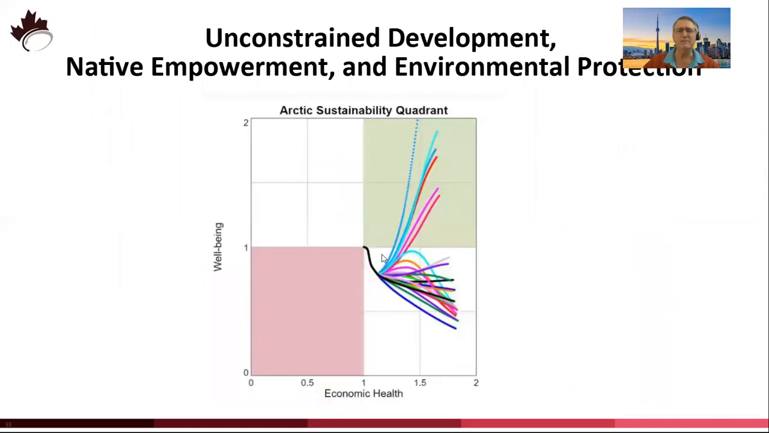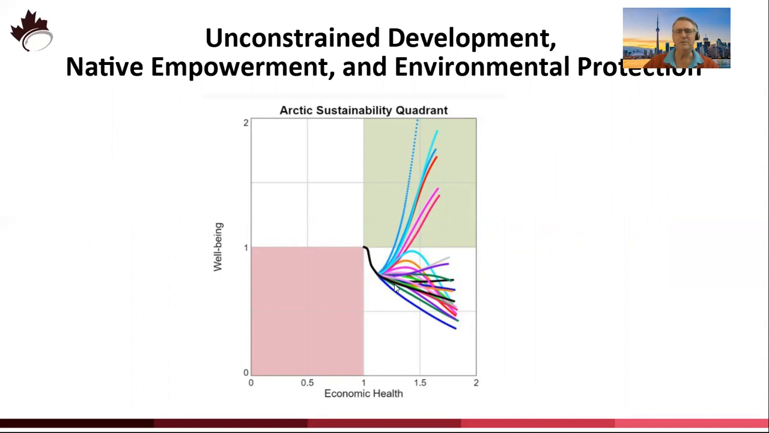So we looked at the situation where the unconstrained development went for 40 years, and then we looked at the possibility of new policies being implemented at the 40-year point and carried on for another 35 years. So we looked at a 75-year time period. And you can see here the initial time of 40 years of unconstrained development. And then we have policies introduced for native empowerment and environmental protection.